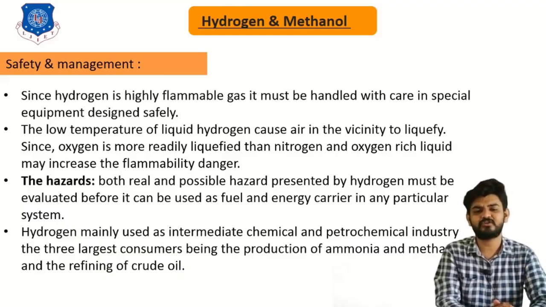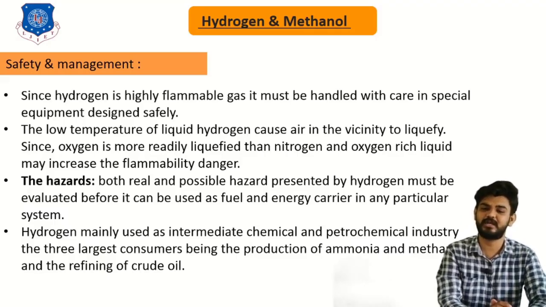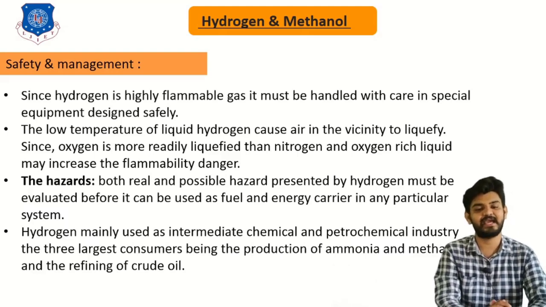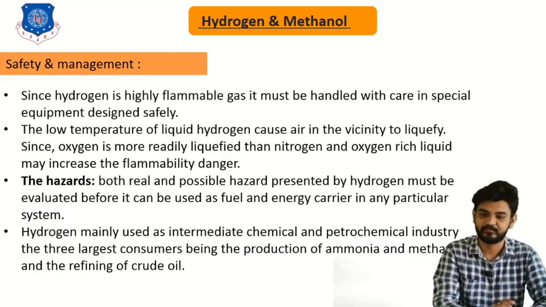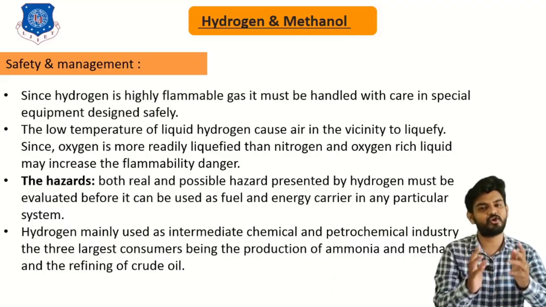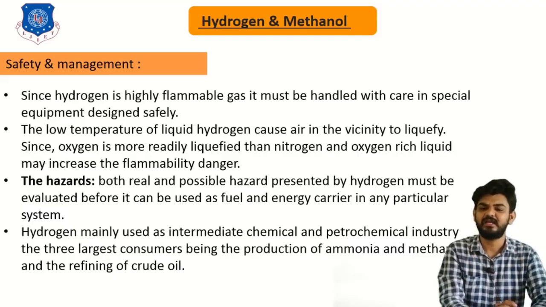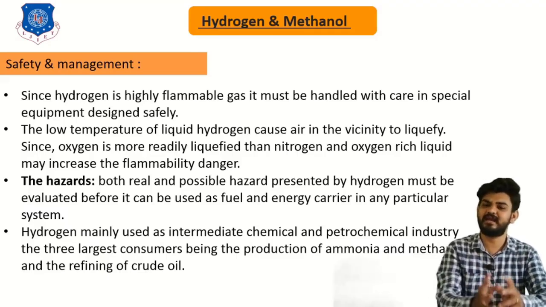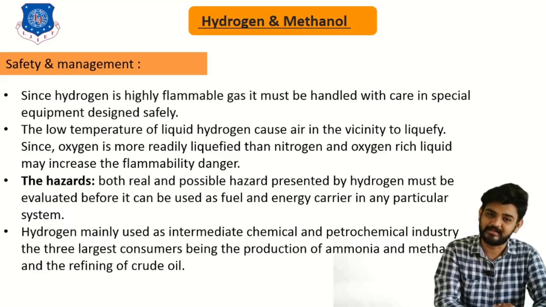Both the real and possible hazards presented by hydrogen must be evaluated before it can be used as a fuel and energy carrier in any particular system. Hydrogen is mainly used as an intermediate in the chemical and petrochemical industry, the three largest consumers being the production of ammonia and methane and different refinery crude oils.